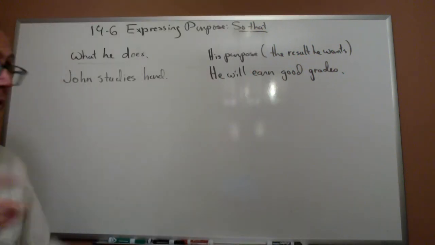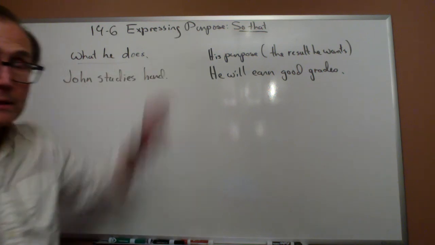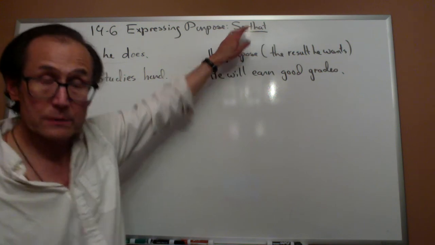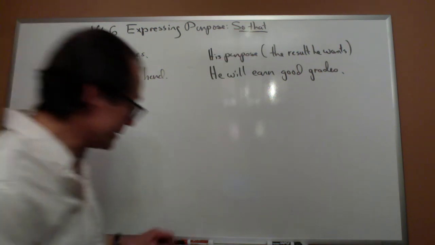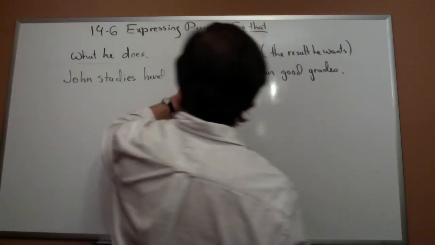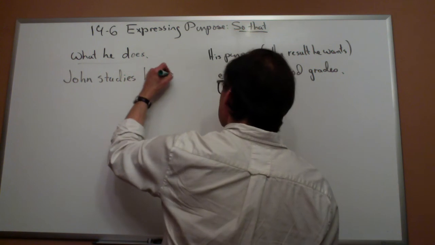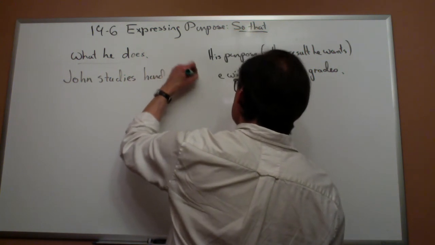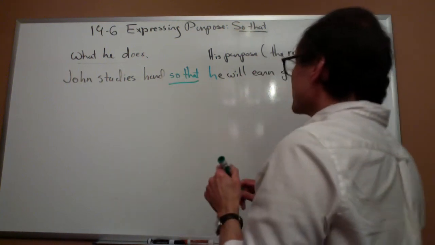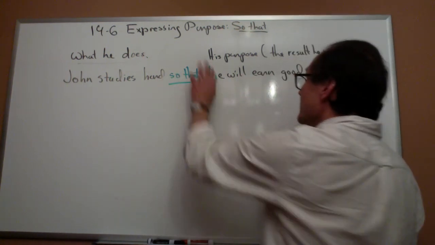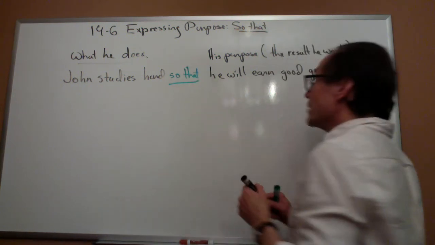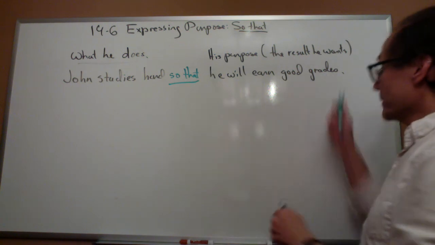Now, one way that I can show purpose in English is to use the word so that. Let me show you how I can do that here. I can say, John studies hard so that he will earn good grades. And I use so that. Let me make this black. I think that's confusing if it's green. John studies hard so that he will earn good grades.